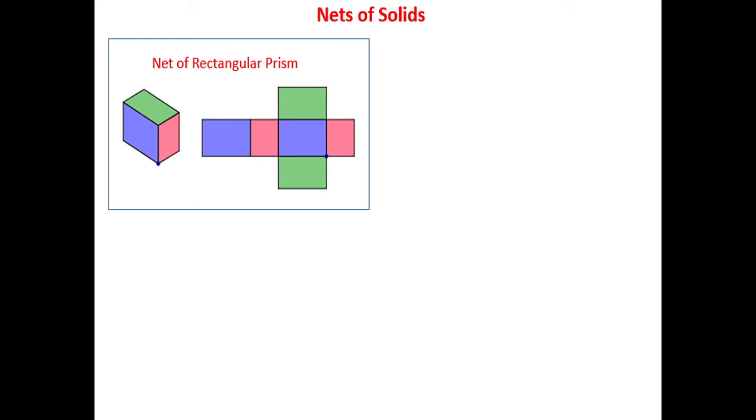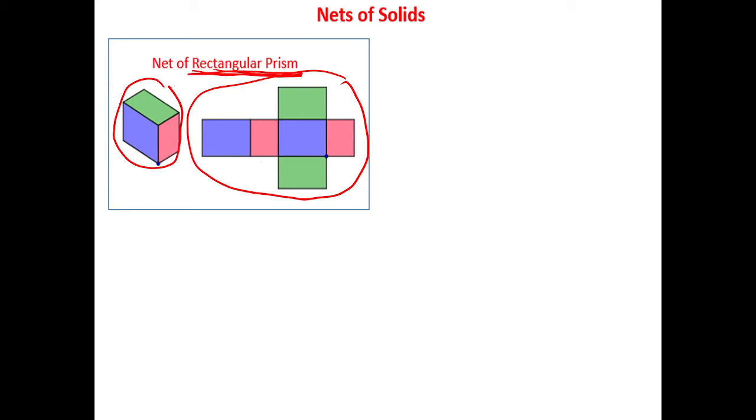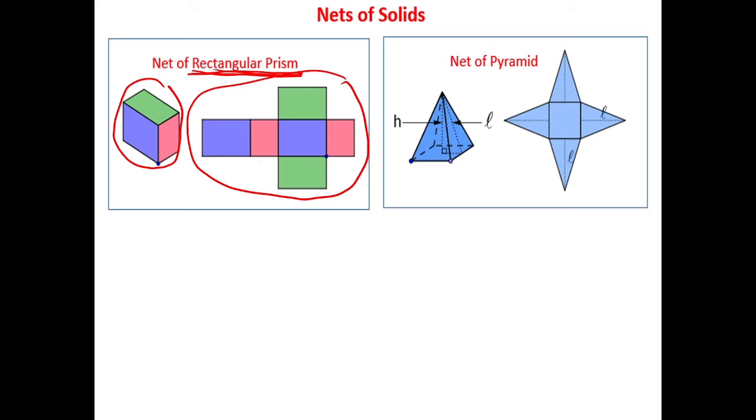Now let's go here. This is an example of a net. This is the solid. This is the 3D shape. This is what you call the net. And this is the net of a rectangular prism. Okay? Another one. This one, a pyramid.